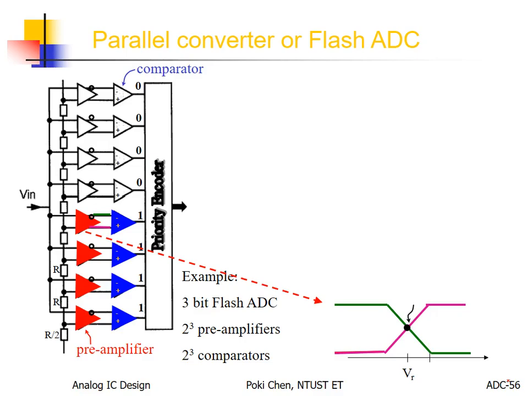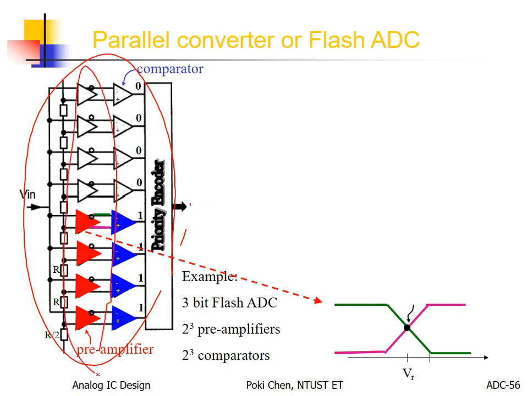Next time, I will go for the fastest structure for flash. But what you see here is totally different from most flash ADC you learn, maybe different from your microelectronics and from the other analog IC design textbook. Why? Because they usually don't have preamplifier. But for real design, you need it. Why? Next time I will explain.